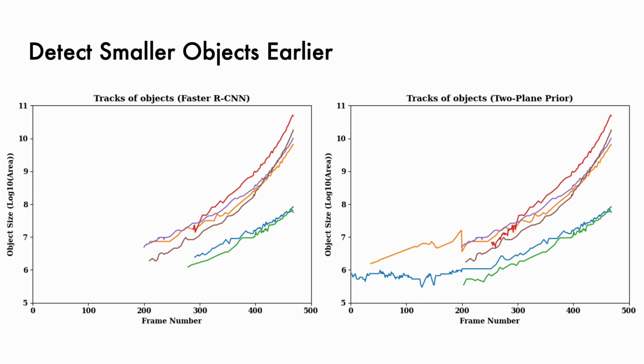In the figures depicted here, we plotted object tracks of faraway cars. X-axis denotes the time they were detected, while y-axis denotes the size of these objects. As we can observe, two-plane prior shows significant improvements and it can detect smaller objects earlier.